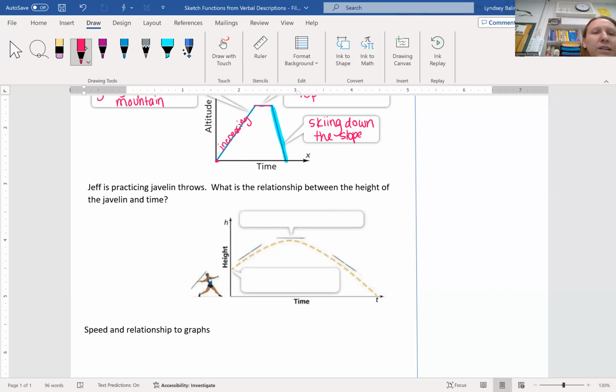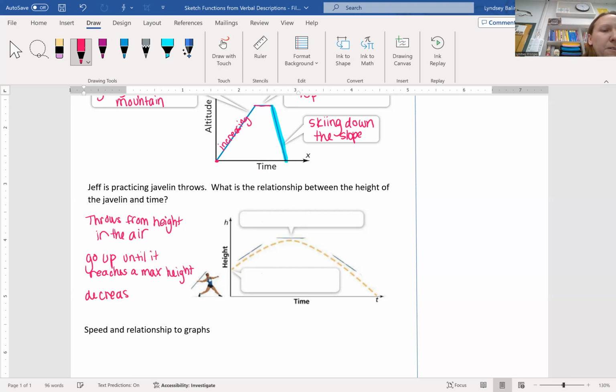So what's going to happen, he's going to throw from a height. I'm just going to jot some things down. Throws from height in the air. It's going to go up until it reaches a maximum height, max height. Then gravity is going to stop it from continuing to go up in the air, and then it's going to decrease in height until it hits the ground.